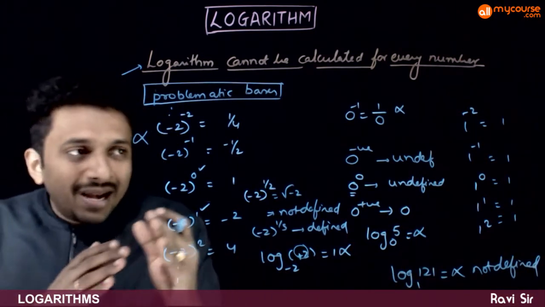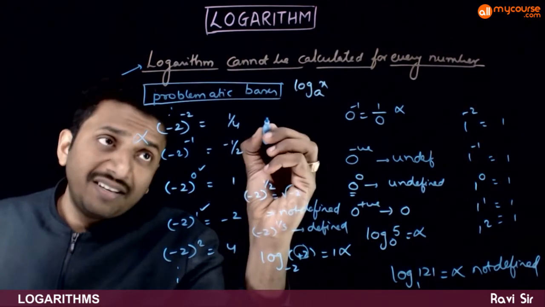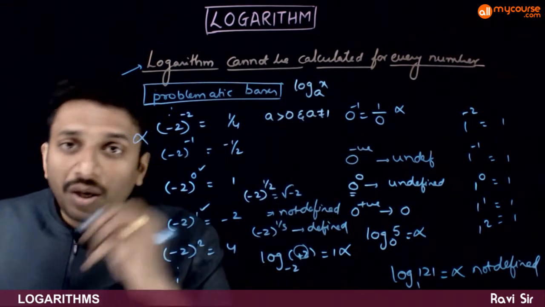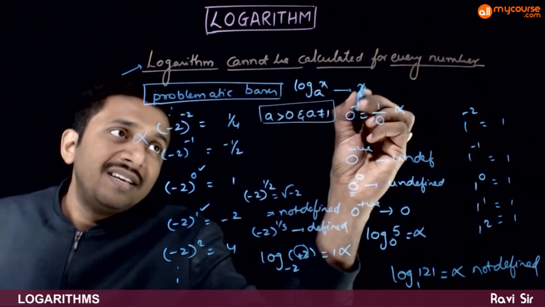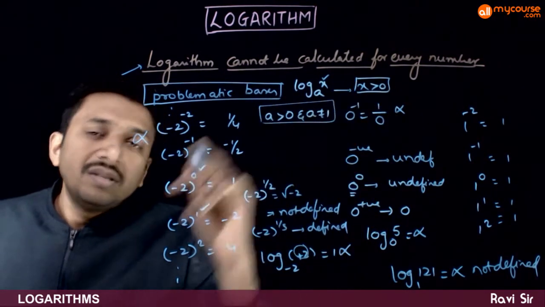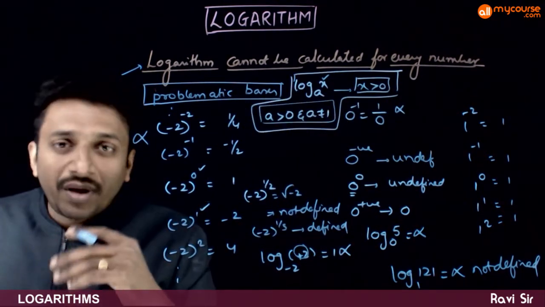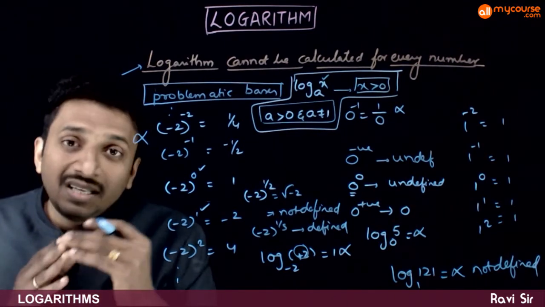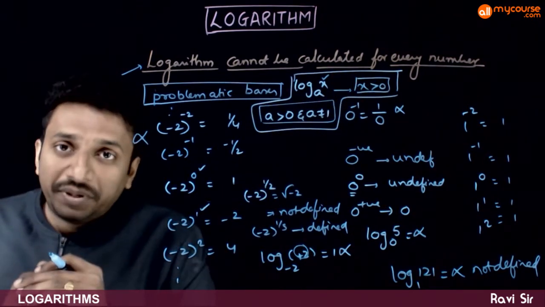So keeping in mind these problems, when you define log x to the base a, I write that the base a should be greater than 0 and base a is not equal to 1. This is about the base, and the argument, x, should be positive. So with these conditions, we define the logarithm. So whenever you encounter a logarithm, the base has to be positive and not equal to 1, and the argument which comes inside log has to be positive. These are two things which you need to remember.